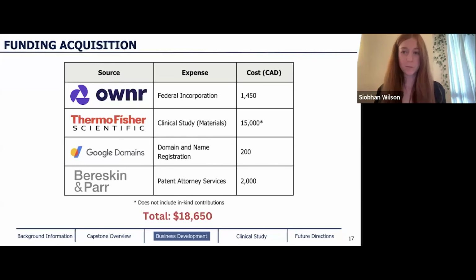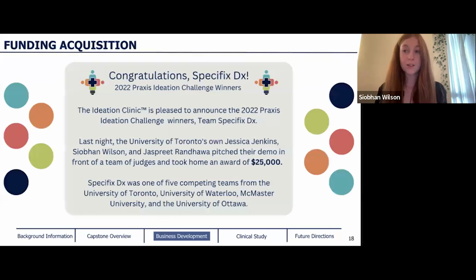So when we started this project, we created a budget that included each of the components we intended to accomplish during the first year of operating our startup. Then in June of 2022, our team was awarded $25,000 for placing first in the Praxis Ideation Challenge hosted by the Ideation Clinic. And thanks to this initial funding, our project became financially viable.